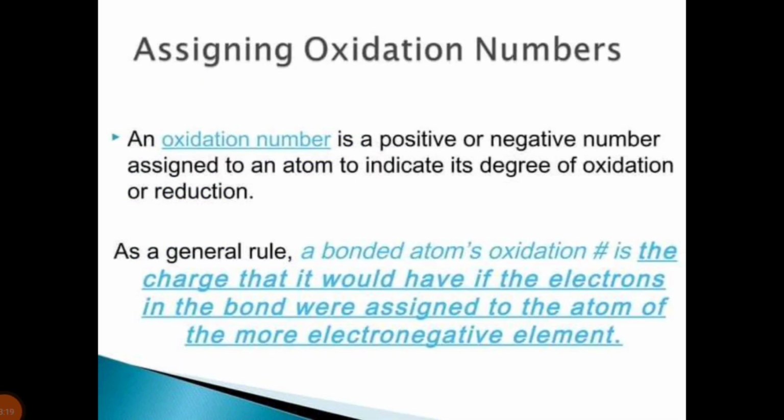An oxidation number is the positive or negative number assigned to an atom to indicate its degree of oxidation or reduction. As generated for the bonded atoms, the oxidation number is the charge that an atom would have if the electrons in the bond were assigned to the atom of the more electronegative element.